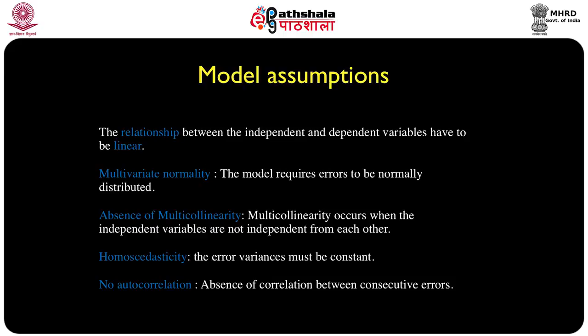Fourth, we have homoscedasticity, which means the error variances must be constant. We assume that the error is normally distributed with mean 0 and variance sigma square, and the homoscedasticity assumption assumes that the error variance must be constant. Finally, the last assumption is the absence of correlation between consecutive errors.